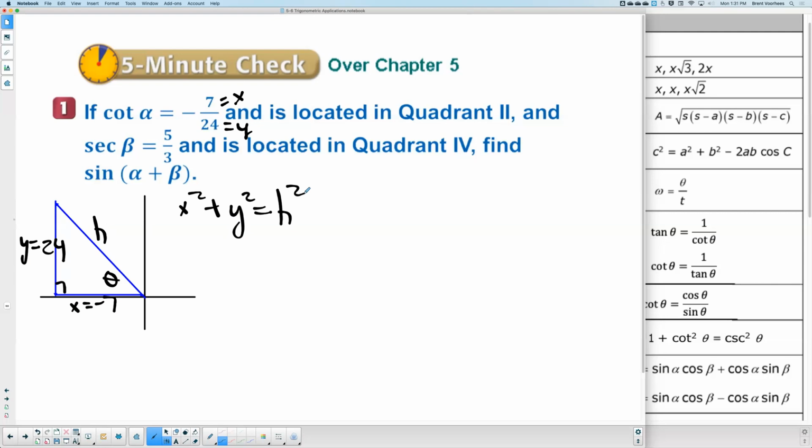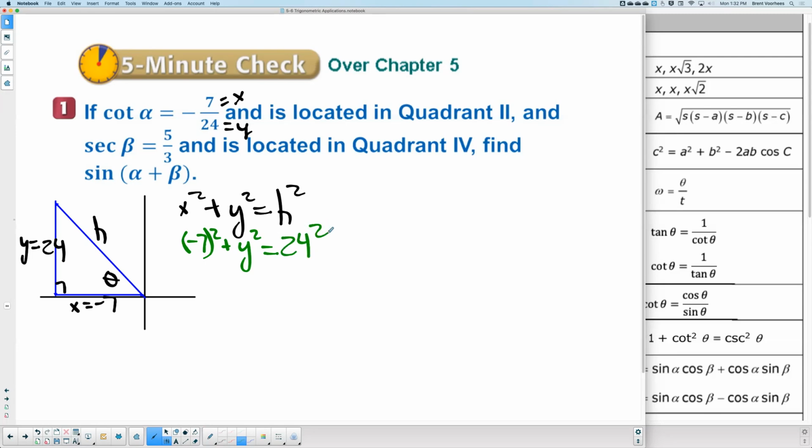So x squared plus y squared equals h squared. We plug in our numbers. The -7, I want to put parentheses just in case you're a calculator user. If you don't put that in parentheses, calculator follows PEMDAS and will square the 7, then do the negative. That's not right. You want it to be -7 times a -7.